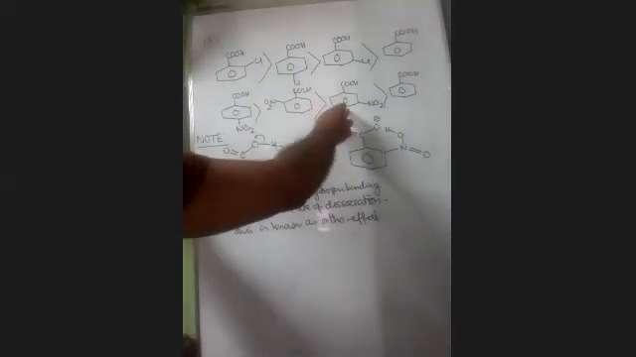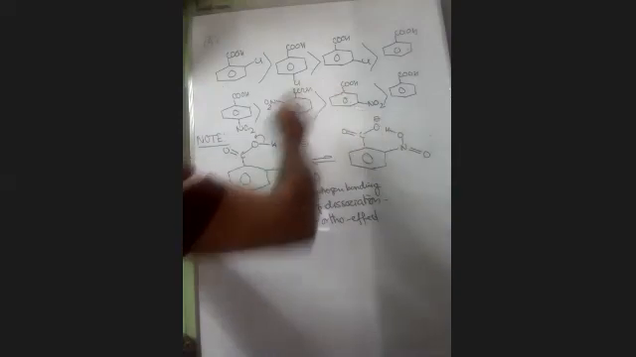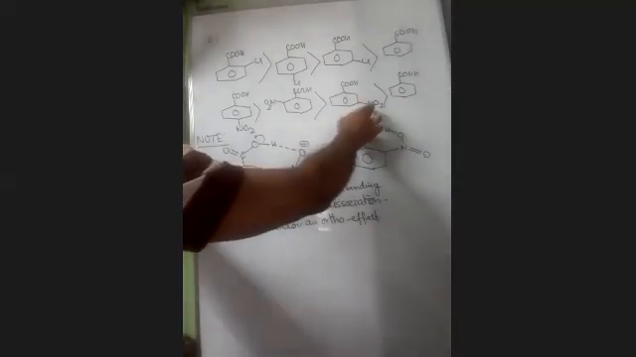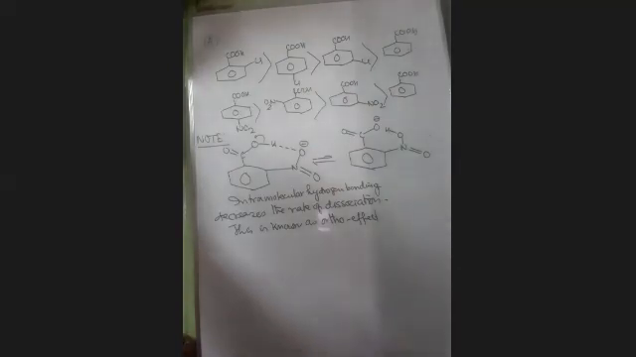So as it withdraws the electron from the benzene ring, it indirectly makes this ring electron deficient. So the ring now starts pulling electron. Here, the nitro group is not in resonance conjugation with this group, but the nitro group makes it electron deficient.